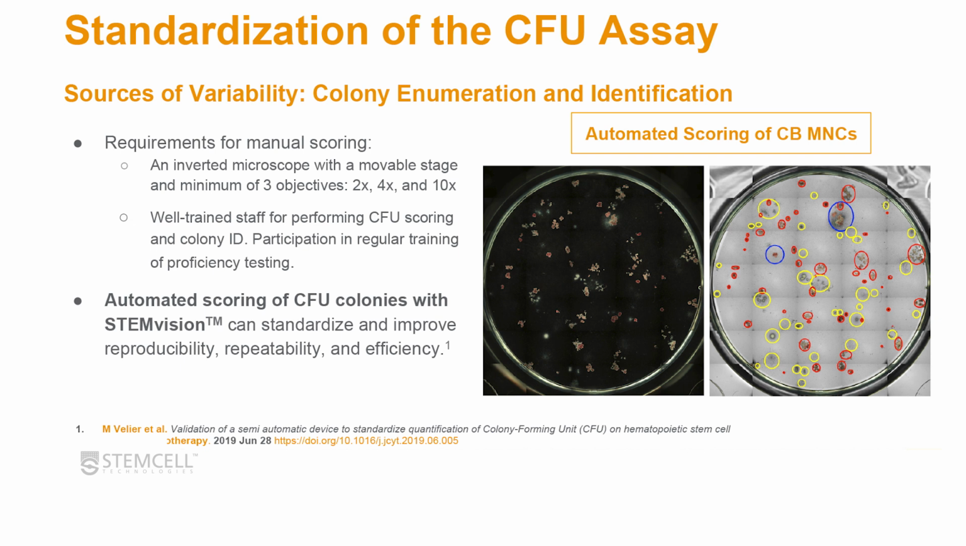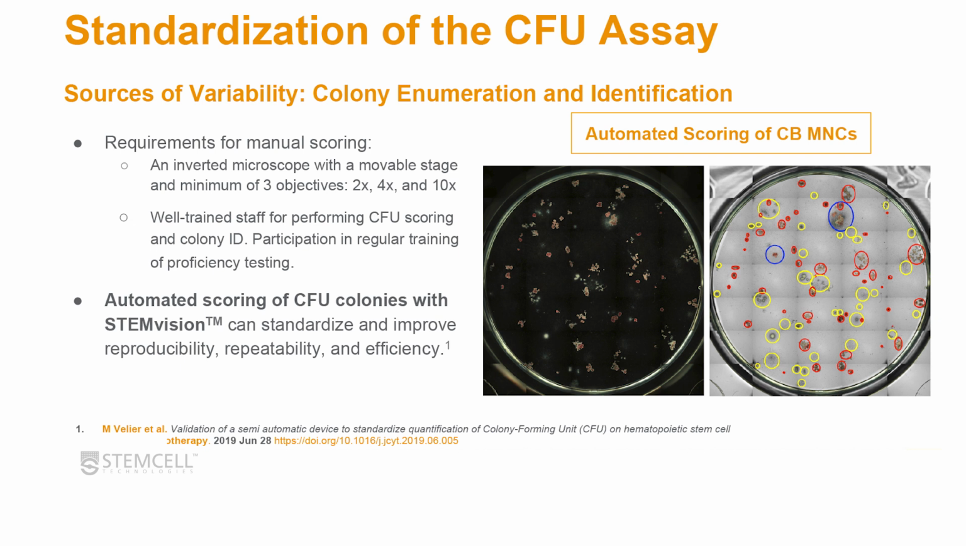Typically, if you're doing this for clinical reasons, that also means they participate in regular training, such as proficiency testing, and at STEMCELL, we provide that as well. Also, we now have the ability to automate CFU colony scoring. That eliminates that variability, because it can standardize and improve reproducibility and repeatability, as well as efficiency. When you have different counters, different people perceive colonies in different ways.